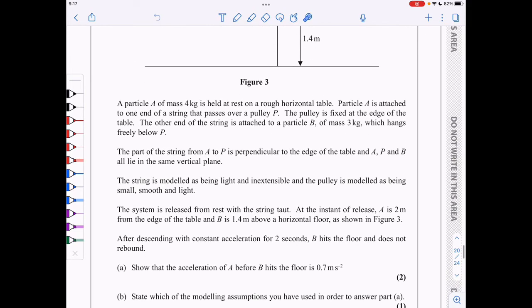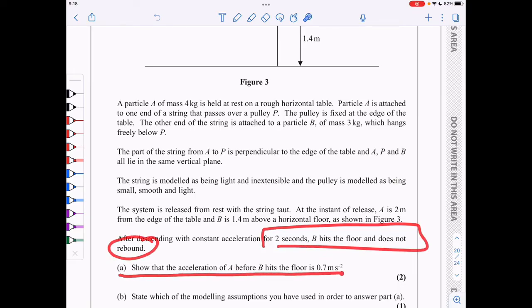Now we're modeling the string as being light and inextensible, the pulley as being small, smooth and light. We release the system from rest, and at the instant of release, A is 2 meters from the edge of the table and B is 1.4 meters above the horizontal floor. After descending with a constant acceleration for 2 seconds, B hits the floor and does not rebound. We need to show that the acceleration of A before B hits the floor is 0.7 meters per square second.